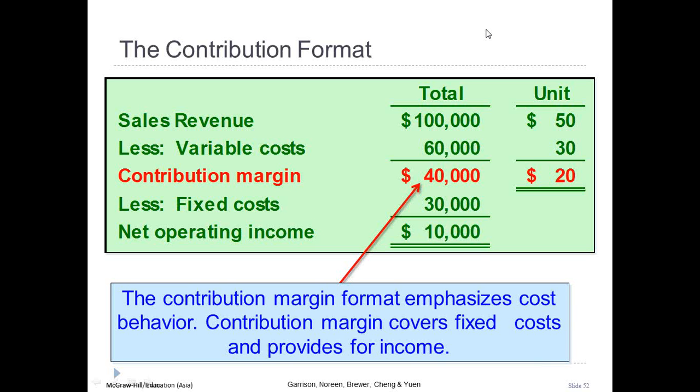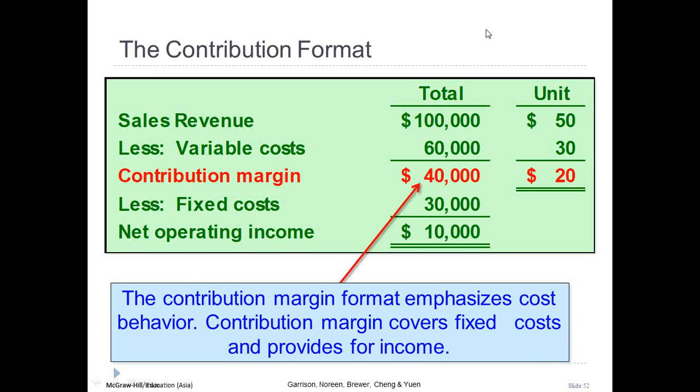Now, after we get a contribution margin, we reduce that by fixed costs. In this example, our fixed costs were $30,000. So congratulations, this organization had a $10,000 operating income, net operating profit. So here we know that the contribution from the sales covered and exceeded the fixed costs. Therefore, there was a profit, there was an income.